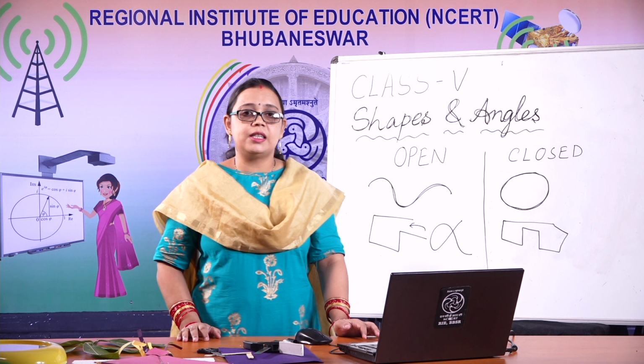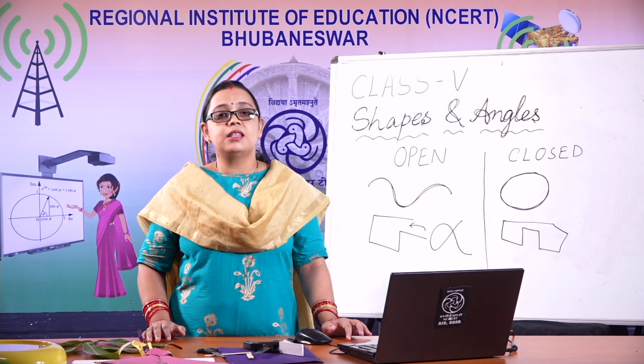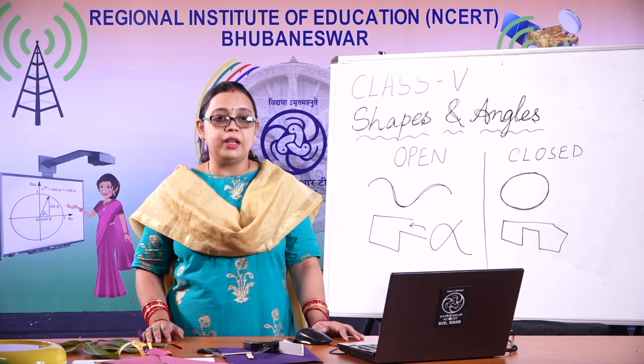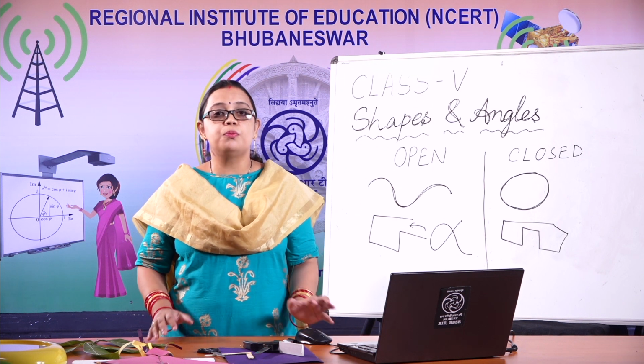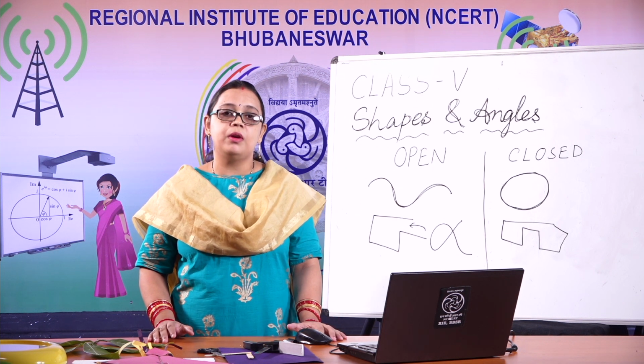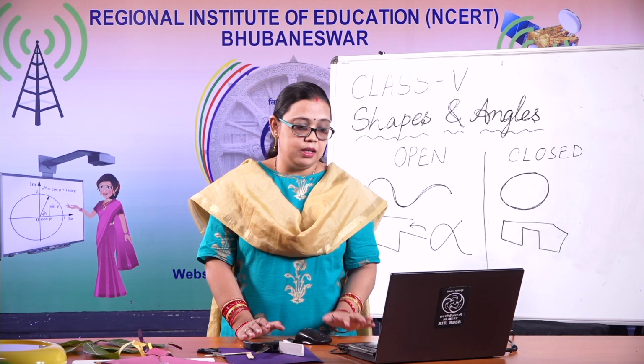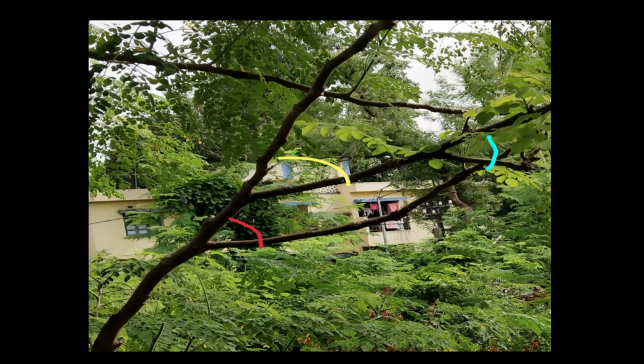Children, we can see many angles around us. Even our nature is full of this type of angles. Look at this picture. This is a branch of a tree. Here I have marked the angles created by the branch of the tree. See, this one yellow, this one and this one. You can see many angles on the branches of a tree.